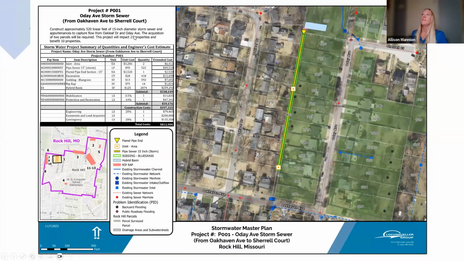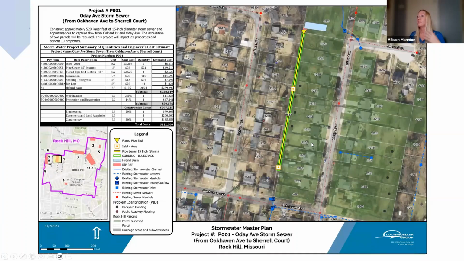And so it would be construction of approximately 520 linear feet of 15-inch diameter storm sewer. And the acquisition of, like I said, those 2 parcels would be required, and the project would impact 21 properties and benefit 10 properties. And the total cost of this project would be $812,000.